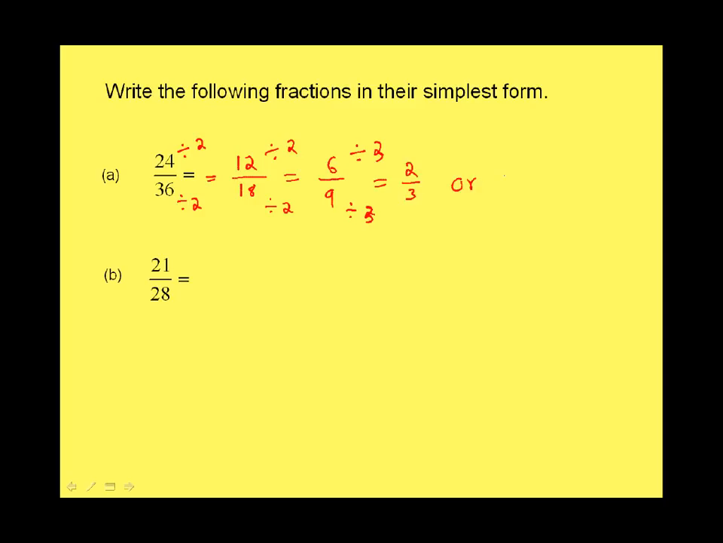Or we could have done it in one go, 24 divided by 36. You can divide the top and bottom by 12. That's the highest common factor between them. So that's 2 and this is 3. The highest common factor of 21 and 28 is 7. So you divide the top and bottom by 7. So that's 3/4.